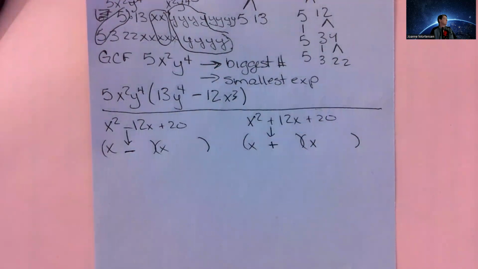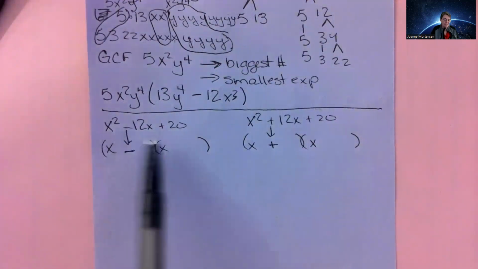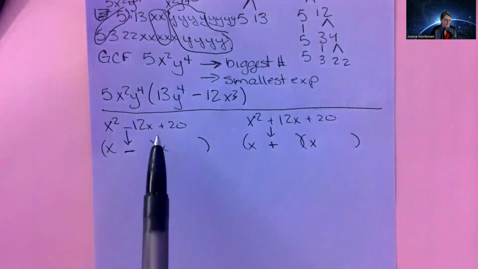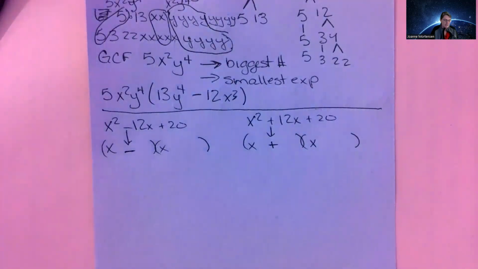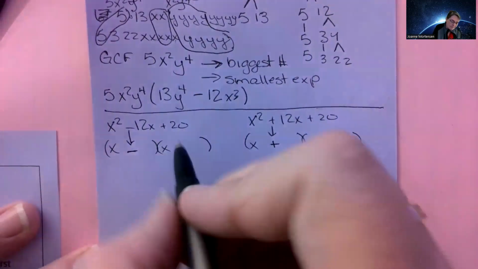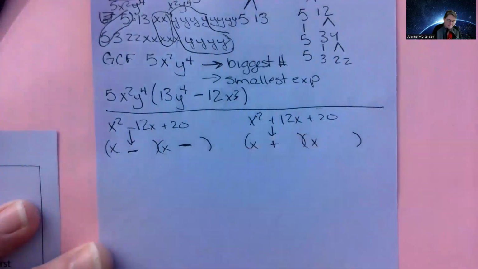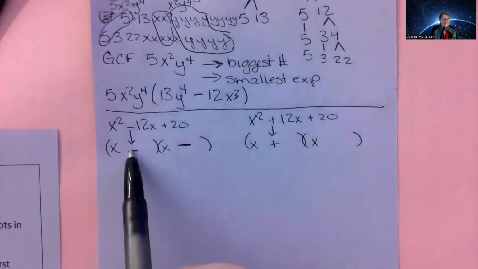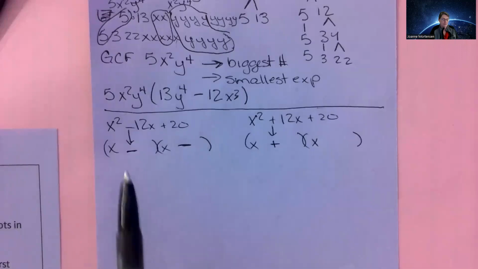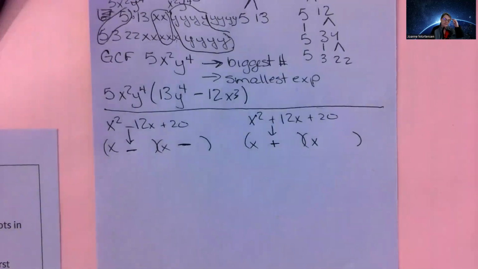Everybody with me? All right, so the rule says, look at the second sign. So that's first sign, second sign. If it is positive, the 2 signs in the brackets are the same. Same. 2 negatives make a positive.